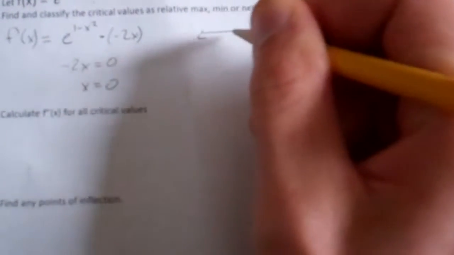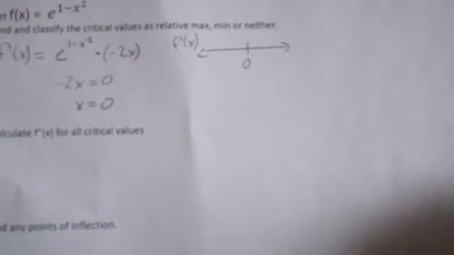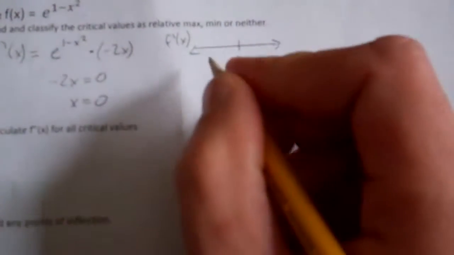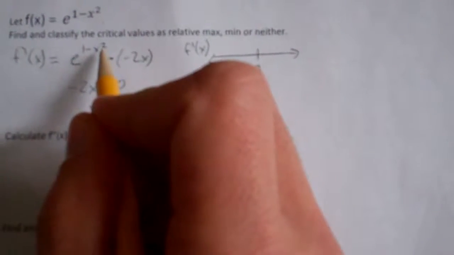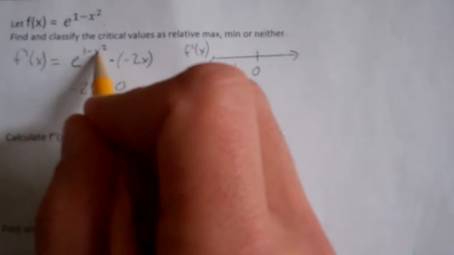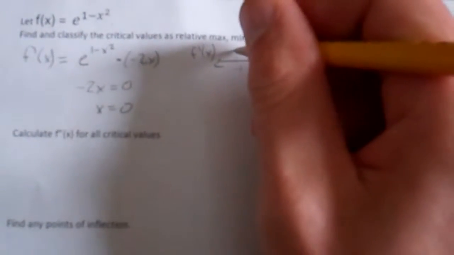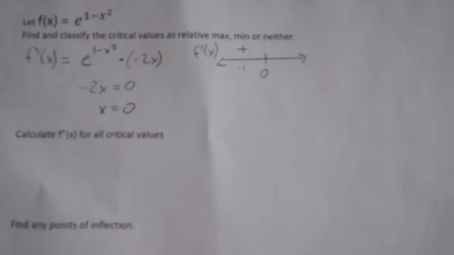So I'm going to make a number line. I only have one place where the first derivative is 0 or undefined, which is 0. So I'll test the negative value. Let's go with negative 1. Negative 1 squared is 1. 1 minus 1 is 0. E to the 0 is 1. Negative 2 times negative 1 is positive 2. So it is positive on that interval.